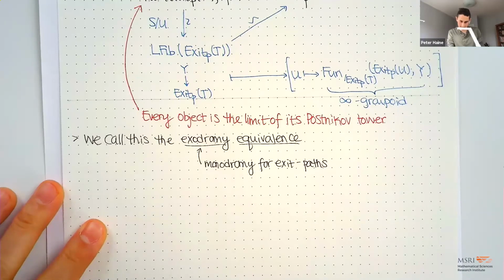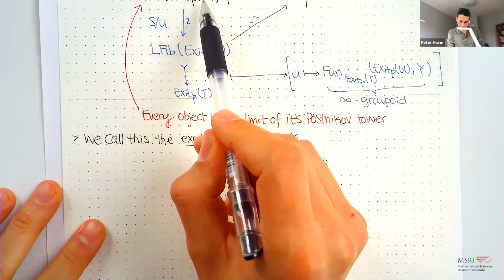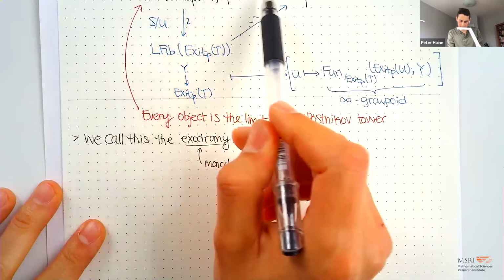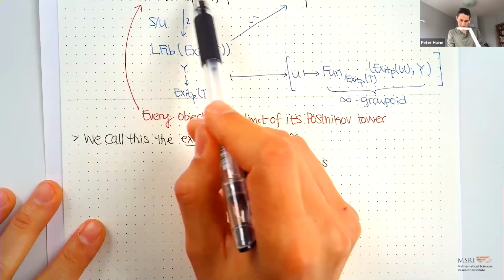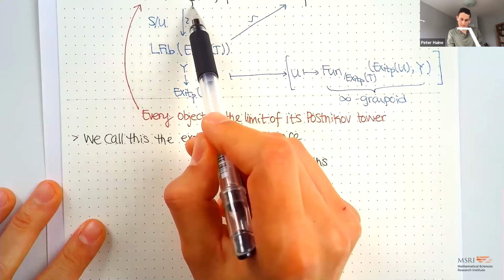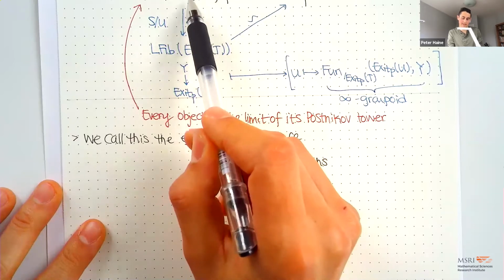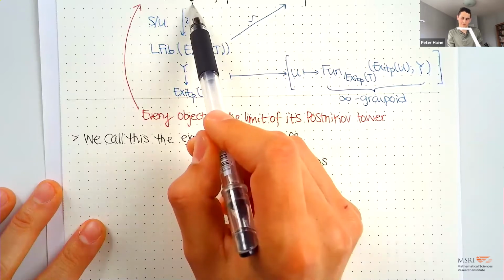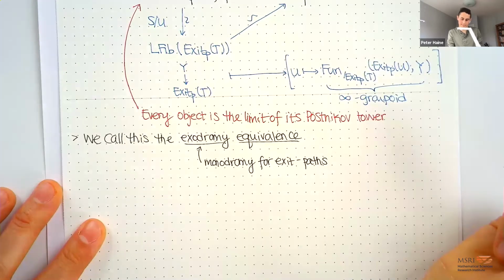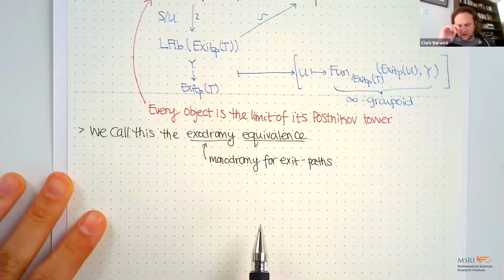Certainly, if you take the realization of the nerve of P, it's always going to be in here. And I should mention that if you take the exit path category of the realization of the nerve of P, it's equivalent to the nerve of P. And it's definitely also always paracompact.